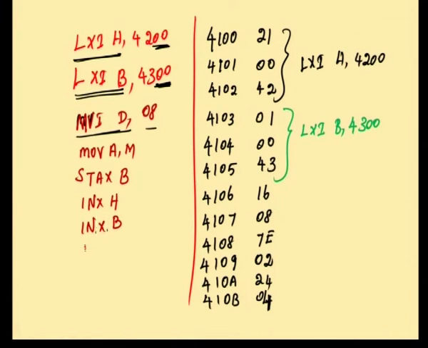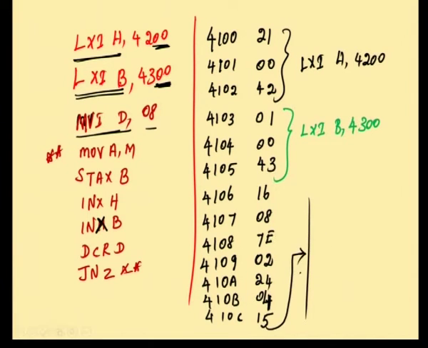Then I have to use DCR D. That should be entered at 410C, the value is 15. Then we have to use the jump, jump on no zero. Here I have given only the star to this location, so here I have to specify the location where to switch over. After 410C comes 410D. For 410D, jump on no zero. This is a 3 byte instruction, so 3 addresses we need.